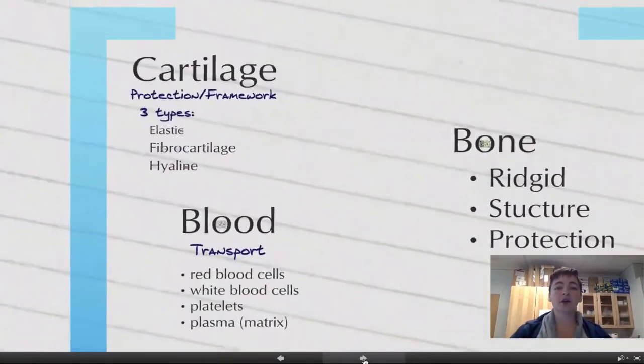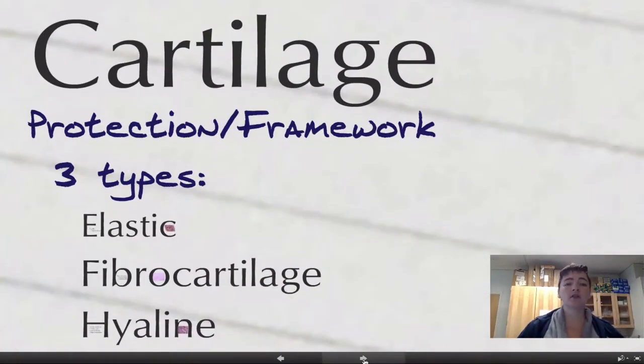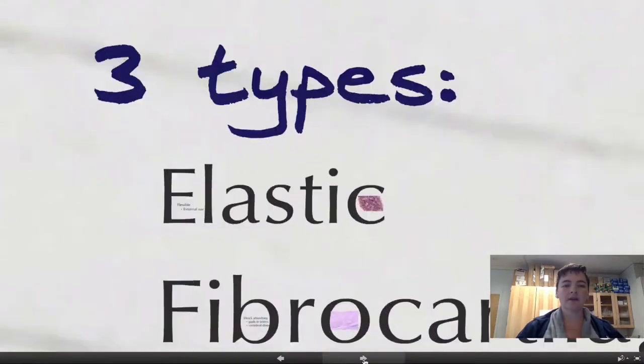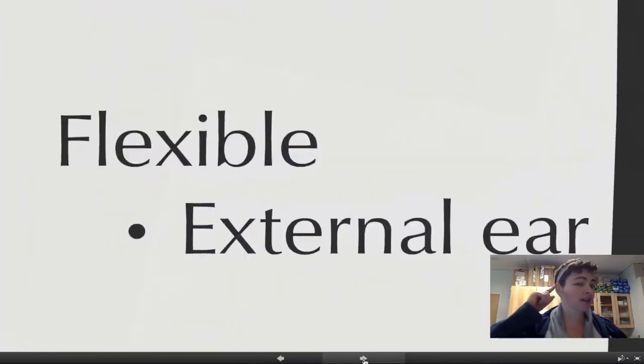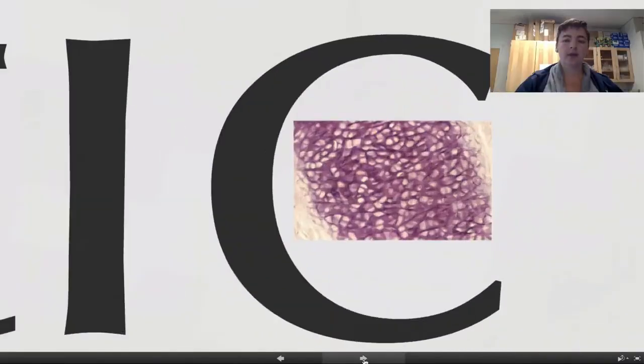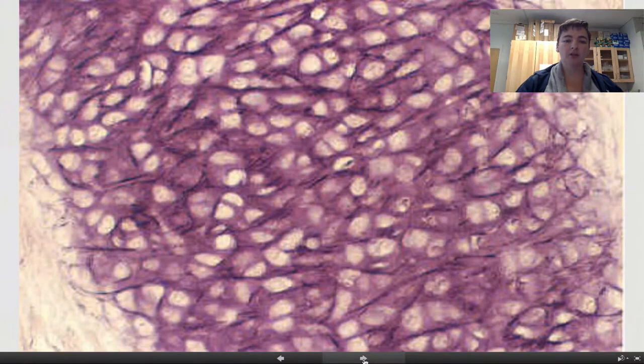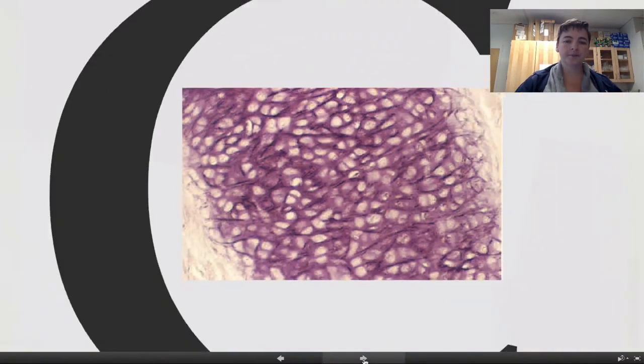We have cartilage. There are 3 main types of cartilage. Cartilage is used for protection or framework. As your body is developing in the fetal stage, most of your bones are going to be in the cartilage state. We have elastic cartilage. Elastic cartilage is the cartilage in your ear. It's a little bit flexible. And this is what elastic cartilage looks like. It kind of has all those holes, allowing it to flex a little bit.